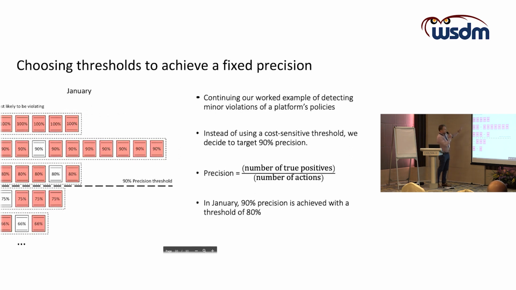And this is what our content ecosystem looks like in January. And we can see that to achieve 90% precision, we need to apply this threshold here. That gives us 20 actions, 18 of which are true positives. So we've got 90% precision.